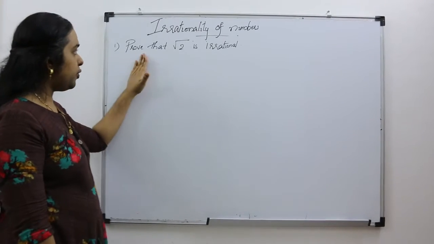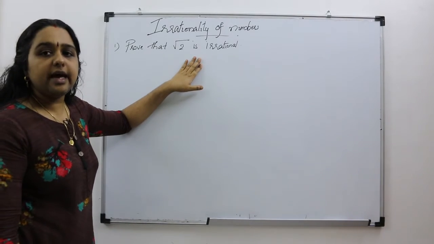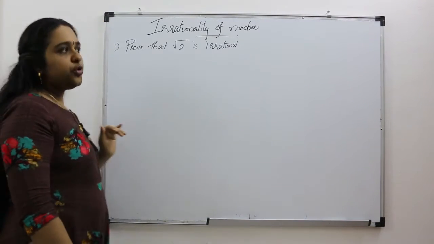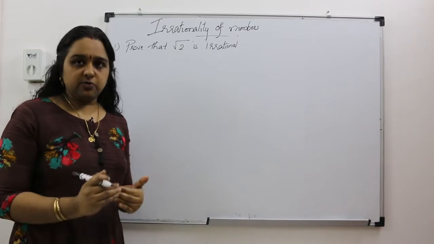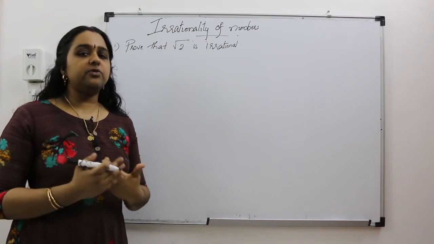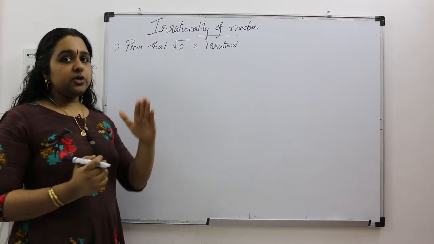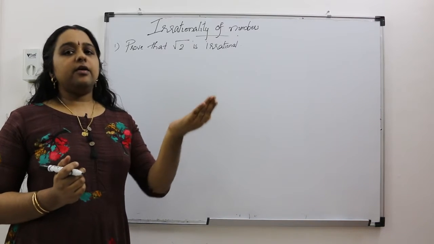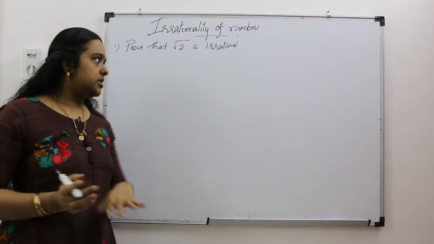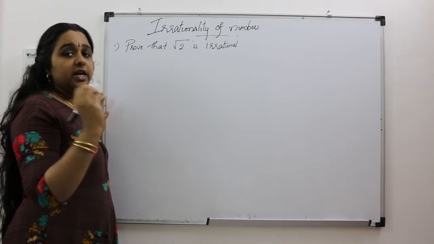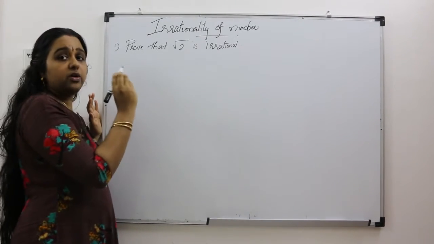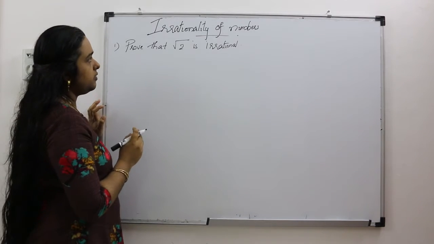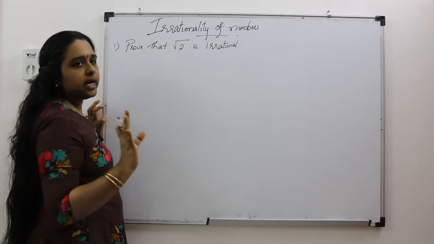Here we have to prove root 2 is irrational. So I told you we have to make an assumption first. What assumption do we have to make? We have to first assume that root 2 is rational. From that we will come to a contradictory statement. You have to be very careful. You have to listen, and write all these steps. Okay, let's start. We have to prove that root 2 is irrational.